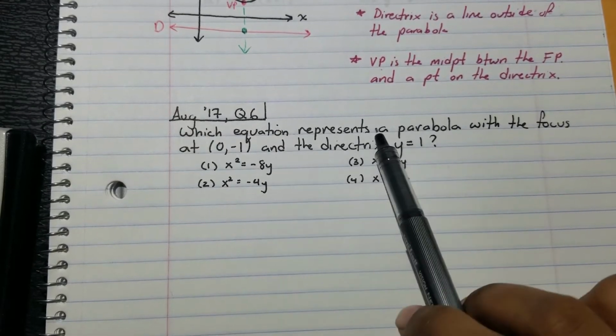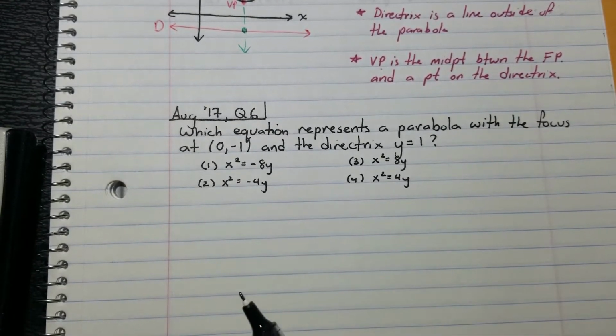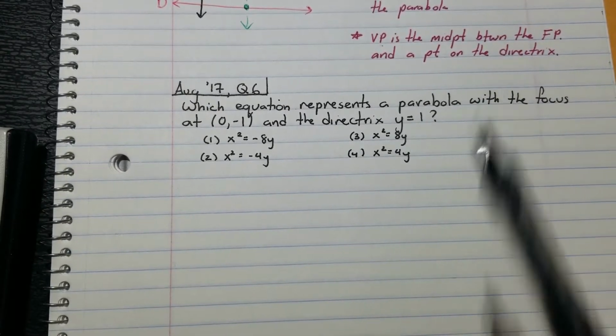So let's look at the August 2017 Regents question 6. It says, which equation represents a parabola with the focus at (0, -1) and the directrix y = 1?